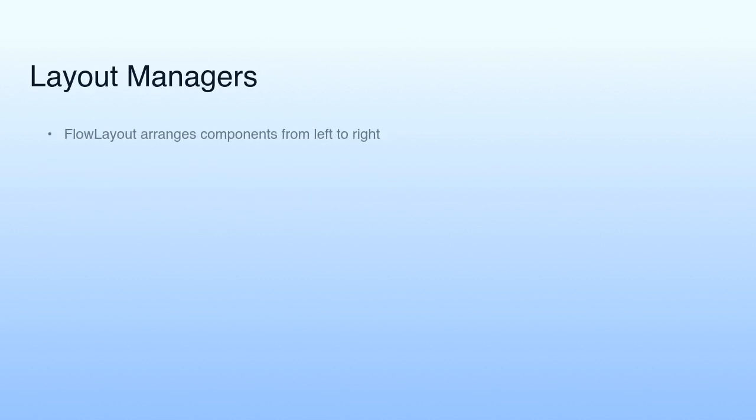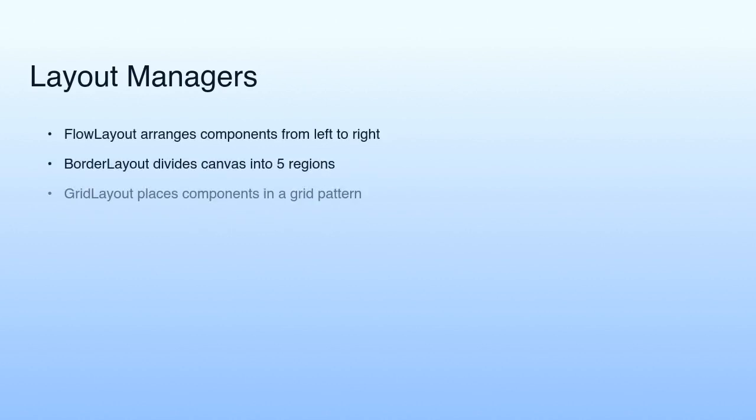Next, the video explores various layout managers. The flow layout arranges components from left to right, while the border layout divides the canvas into 5 regions. The grid layout places components in a grid pattern, and the card layout allows switching between multiple components.